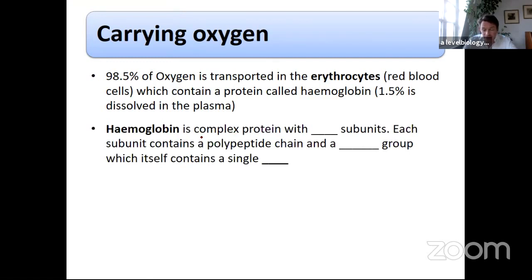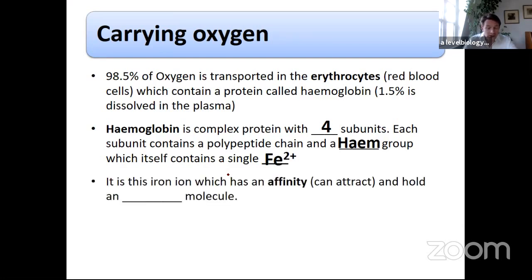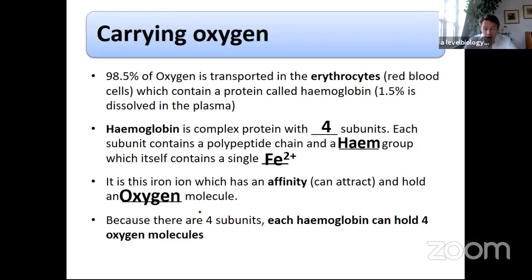So hemoglobin is a complex protein. It's a tetramer, which means it's got 4 subunits. Each subunit contains a globin chain and a heme group, and the heme group contains a single iron ion. Now, the iron ion is the one that has the affinity and can hold a single oxygen molecule. Because there are 4 subunits, there are 4 heme groups, therefore there are 4 iron ions. Therefore, each hemoglobin can carry 4 oxygen molecules. So when we take hemoglobin and add 4 oxygens to it, we form oxyhemoglobin.